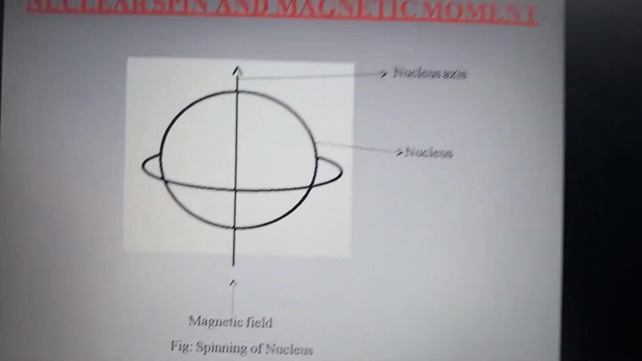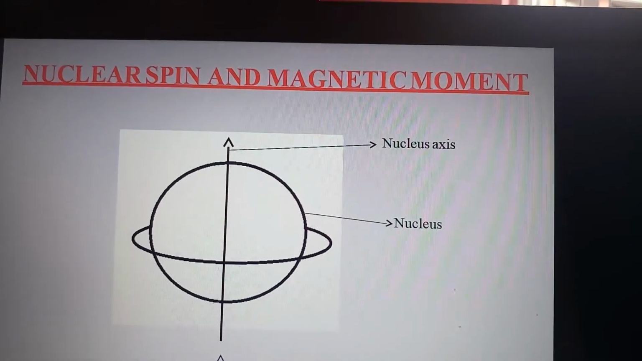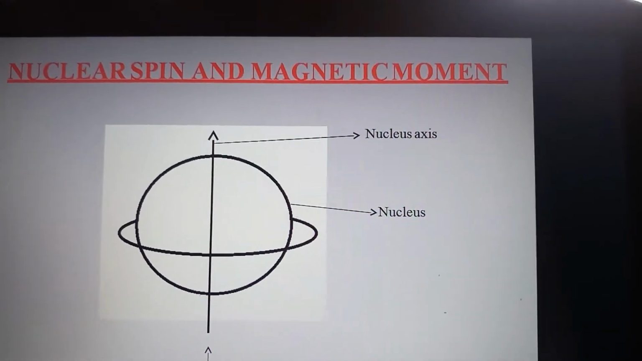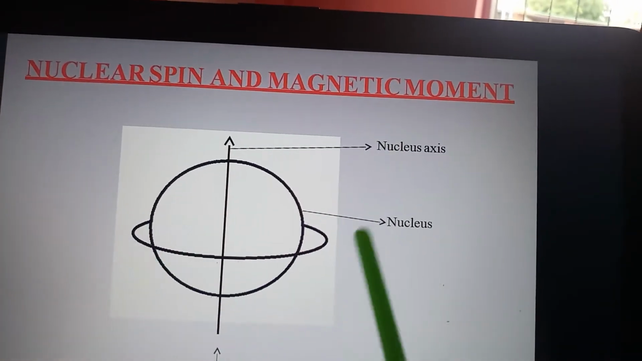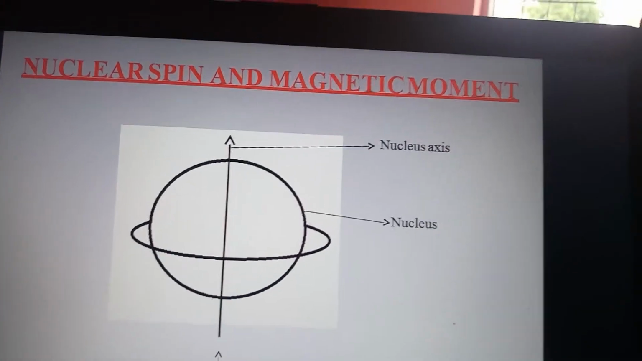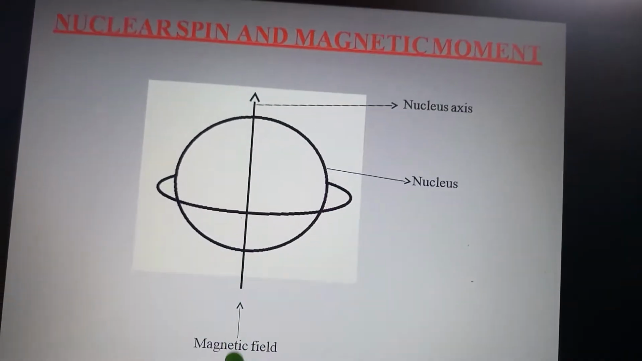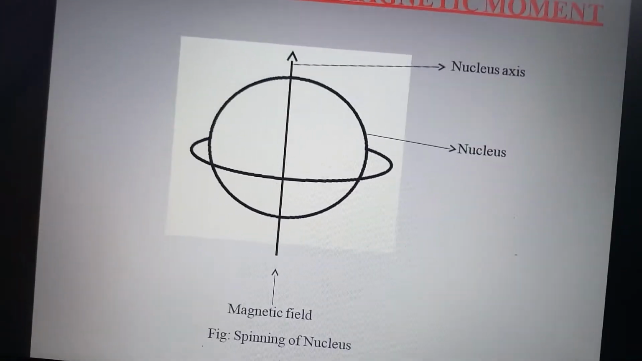Now, what are nuclear spin and magnetic moment? Consider this is the nucleus and this is the nuclear axis, and this nucleus is spinning around this axis, and a magnetic field is applied along the nuclear axis.